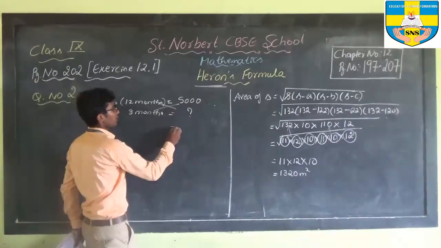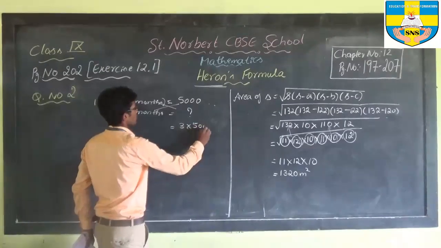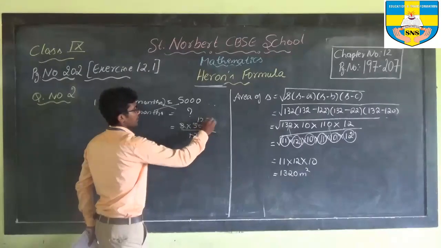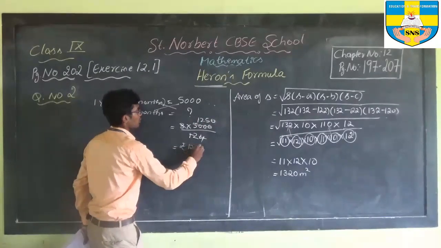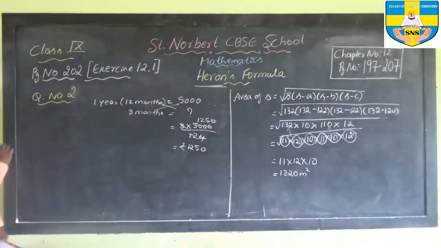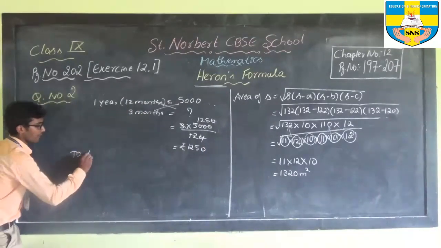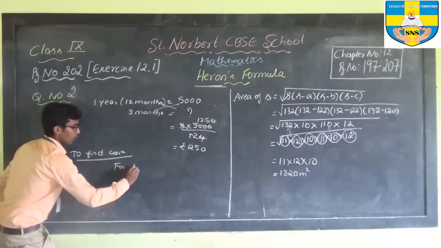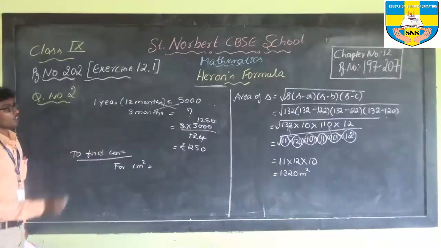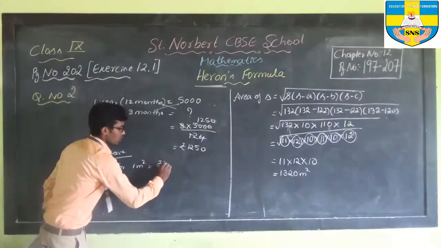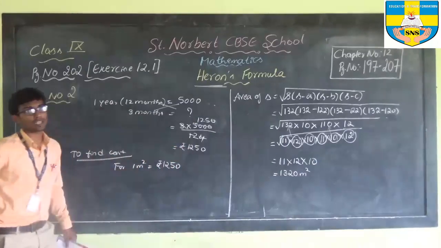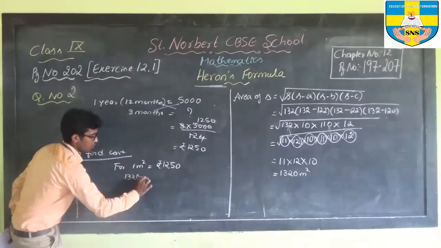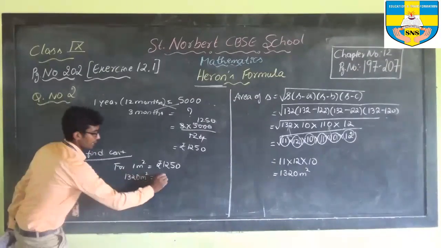So cross multiply. It will be 3 into 5,000 divided by 12, 4 ones are 4, then this is nothing but 1250 rupees for 3 months. And again, to find the cost for 1 meter square, they are charging 1250. Just now we calculated this. We want that answer for 1320 meter square. How will you calculate that?